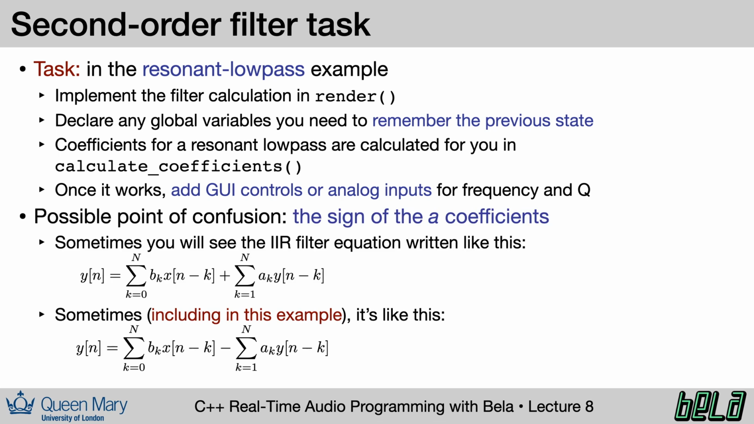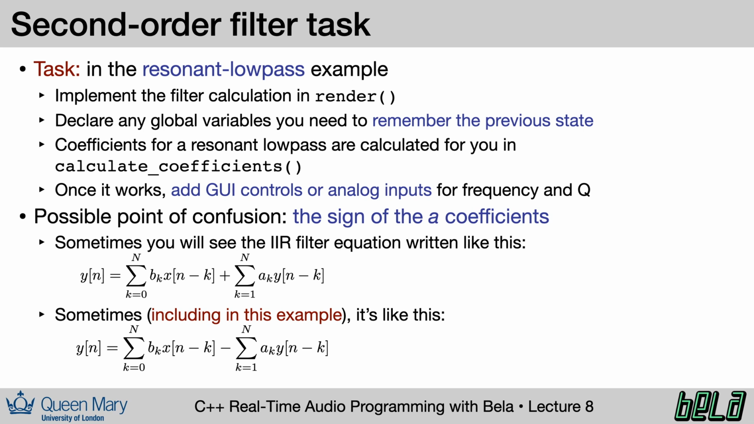One word of caution before you work on this is that you'll encounter different conventions for the sign of the A coefficients which multiply the previous outputs. Sometimes you'll see the current output expressed as the sum of B sub k times x of n minus k, plus the sum of A sub k times y of n minus k, and sometimes you'll see the A coefficients inverted: y of n is equal to the sum of the b sub k's times x of n minus k, minus the sum of the a sub k's times y of n minus k. The latter is how it works in this particular example.